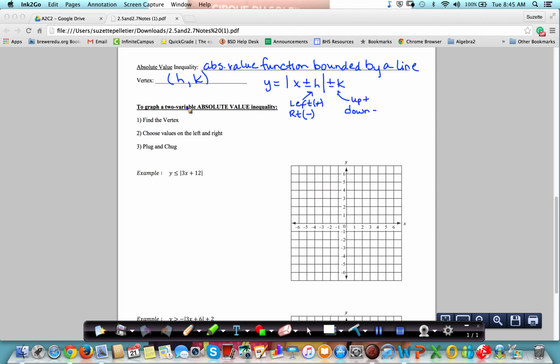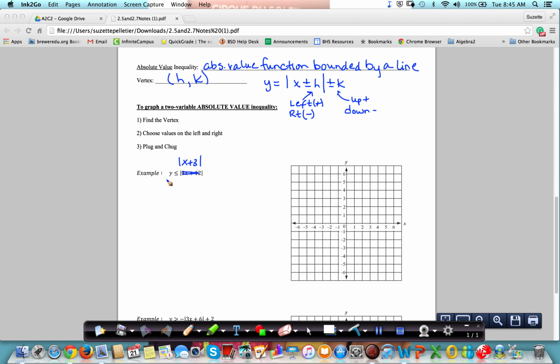So to graph a two-variable absolute value inequality, first we're going to find the vertex, and then we're going to choose values on the left and the right, and we're going to plug and chug. So the first thing I want you to do is change this. I want it to say the absolute value of x plus 3. Those other values, I don't know where I got that. I must have forgotten to copy and paste when I was creating the notes.